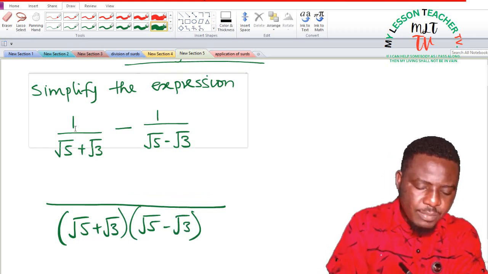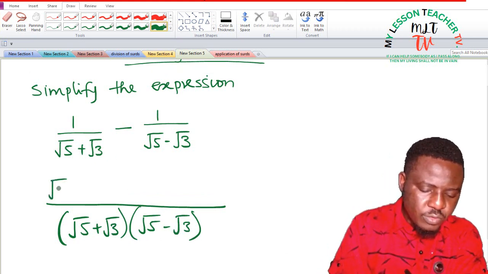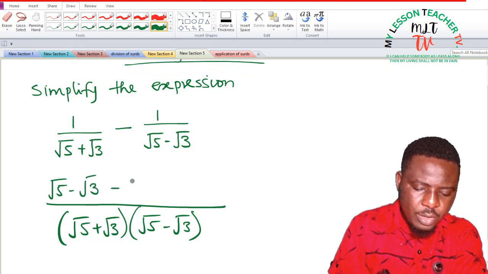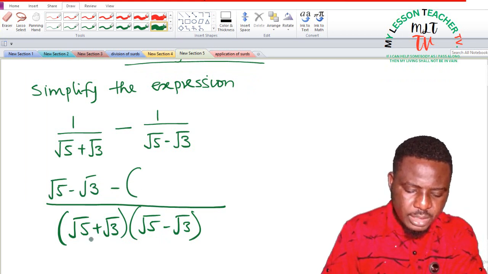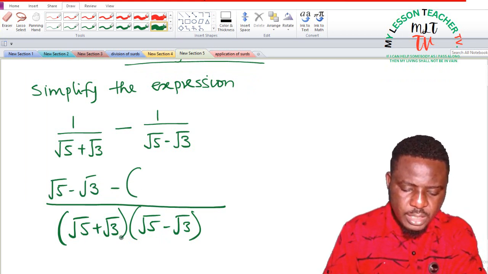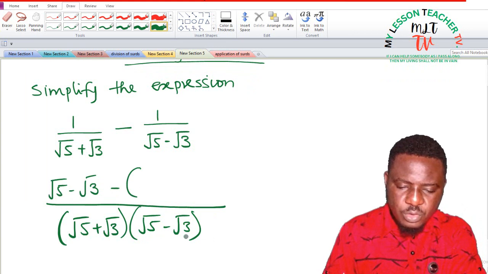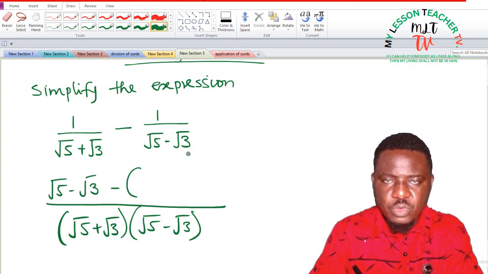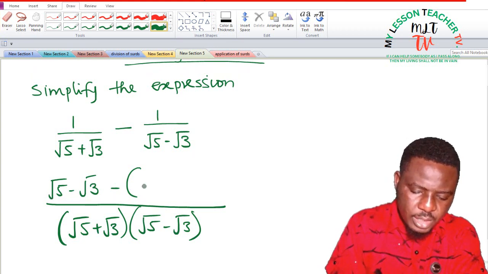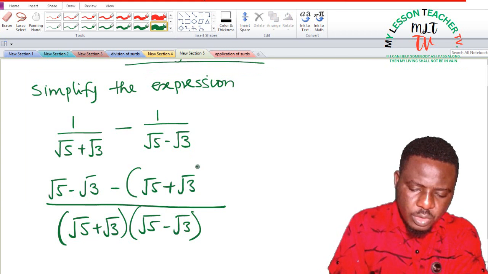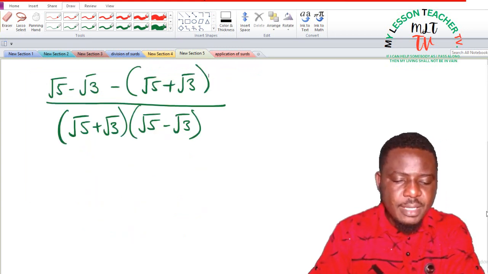And root 5 minus root 3 times 1 still gives us root 5 minus root 3. Minus, you do the same to the second term. This says root 5 plus root 3 times root 5 minus root 3 divided by root 5 minus root 3 is root 5 plus root 3. So, into bracket, root 5 plus root 3. I'm going to simplify both the numerator and denominator.